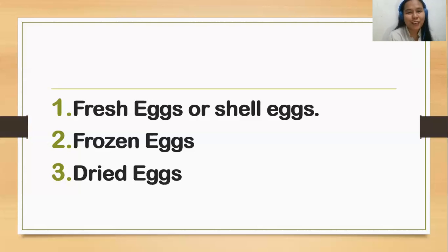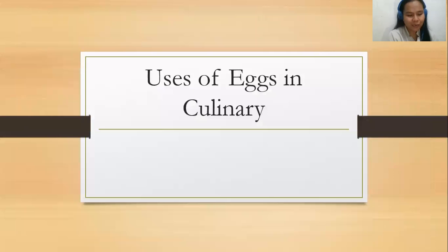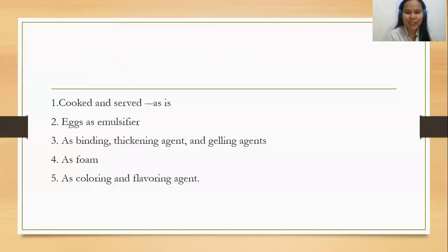Now, are you ready to know what the uses of eggs in culinary are? Let's have it now. Uses of eggs in culinary. Egg is cooked in many ways. They can be the main protein dish. It can also be a main ingredient in a dish from appetizer to dessert. Now, let us discuss one by one its uses in culinary.